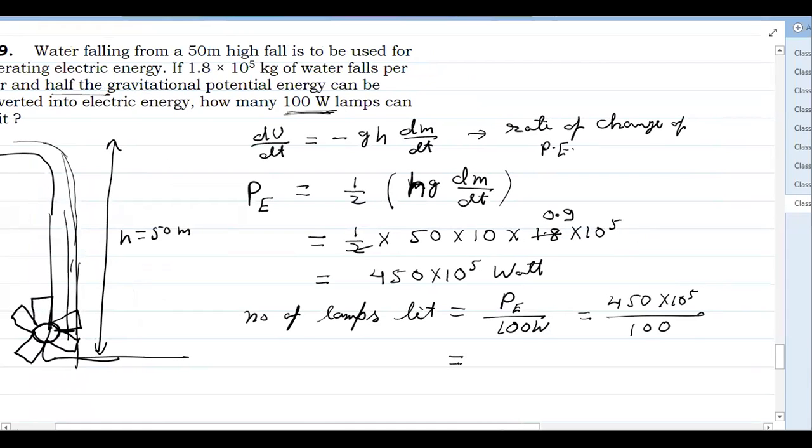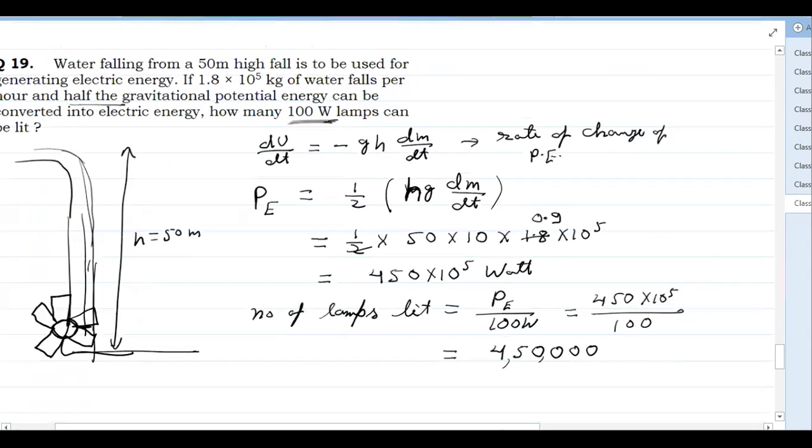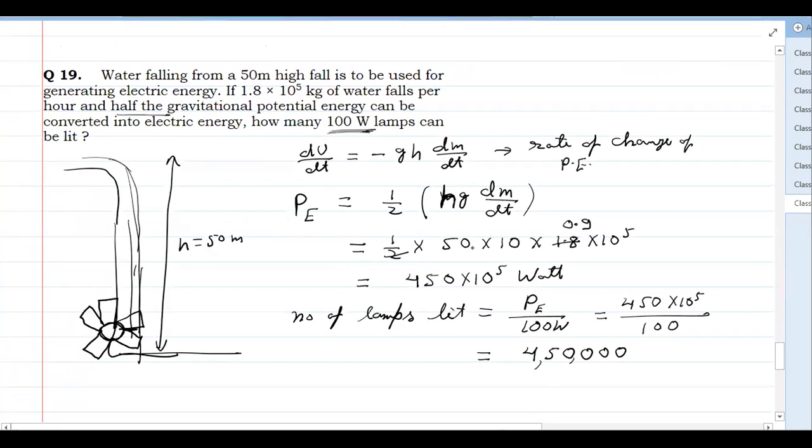So we will have 4, 5, 0 and 3 zeros, that is 450000 bulbs. So these many bulbs. So 50 meter height, into 10, dm/dt is 1.8 × 10^5, times half. Okay, so this much we are getting.